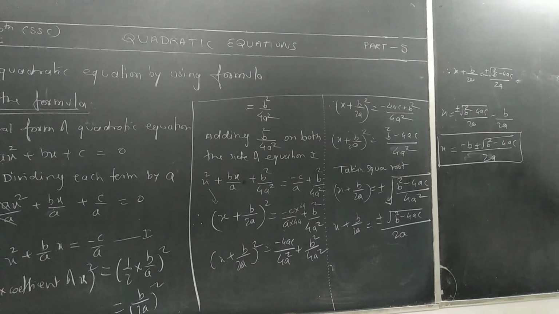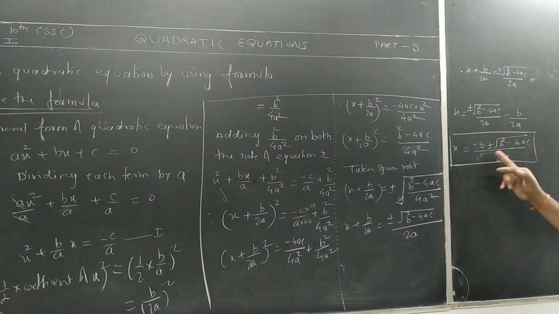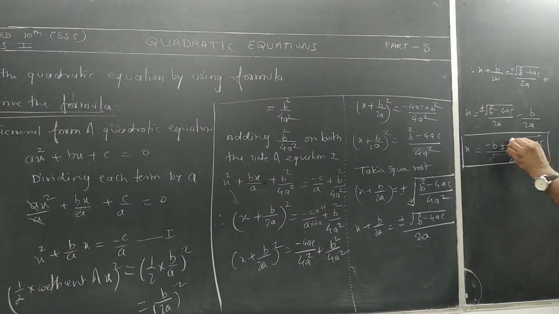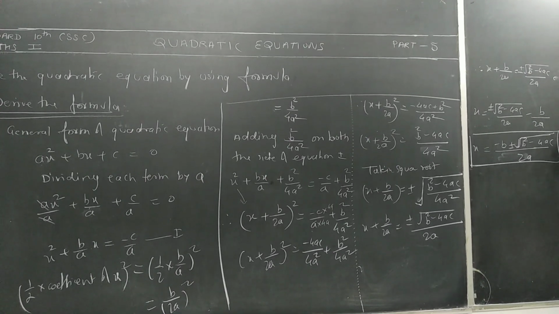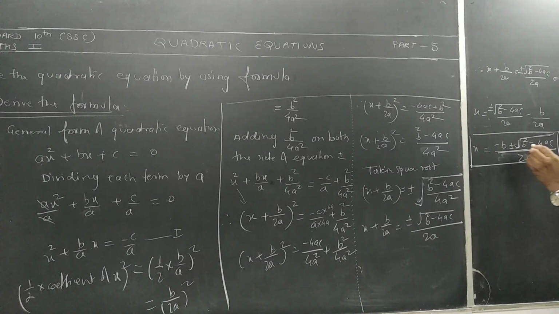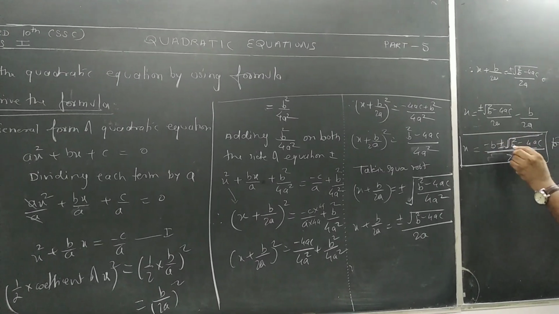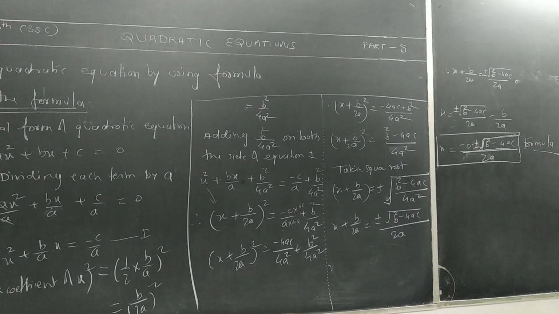You are going to solve by using the formula. What is the formula? x is equal to minus b plus or minus root of b square minus 4ac upon 2a. Once again, what is the formula? This is the formula. What is the formula? x is equal to minus b plus or minus root of b square minus 4ac upon 2a. I'll repeat it once again.